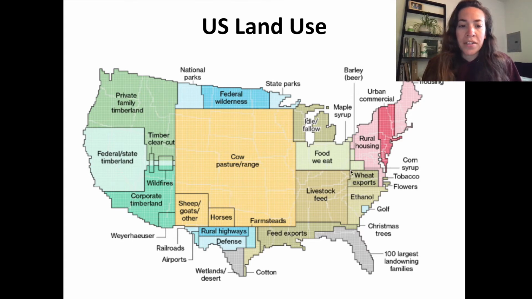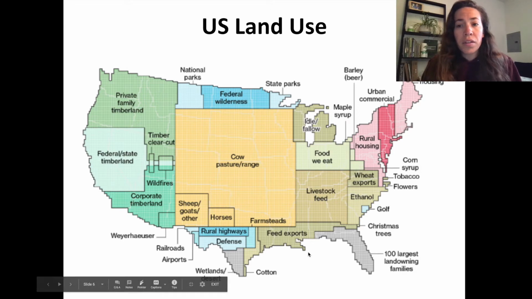This is a great map because it also shows U.S. housing, commercial industry, areas that are wetlands or deserts, timberlands and wilderness areas, areas set aside for national and state parks, etc. So most of our land goes towards animal production, and then some of our land goes towards plant production. So it's good to know that.